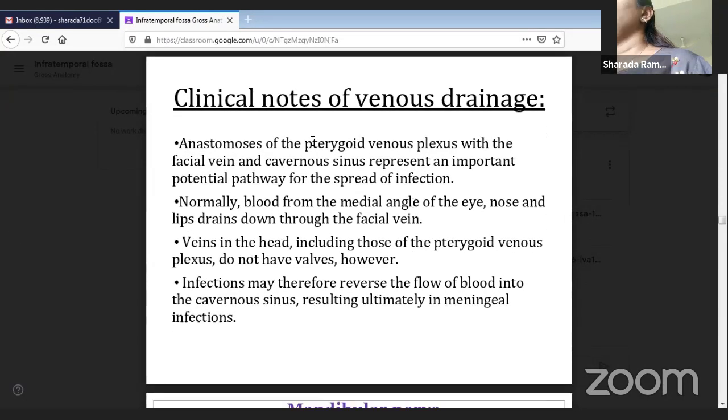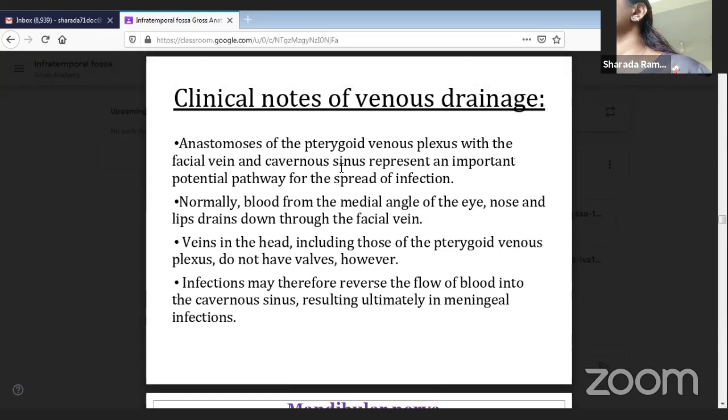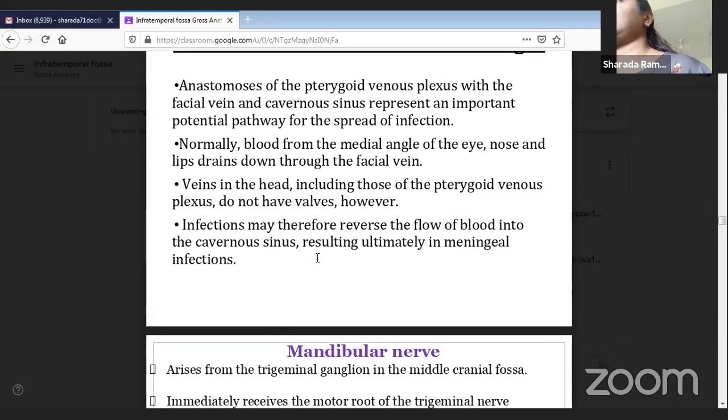So whatever I said, the whole thing can be written down. So this is how you are going to write up the anastomosis of the pterygoid venous plexus with the facial vein and the cavernous sinus. It is going to be represented, and it is going to form the facial vein, and it is going to have no valves, and then it is going to form the cavernous sinus.